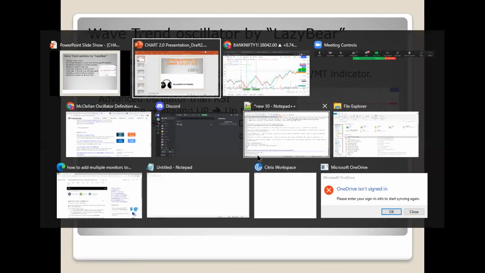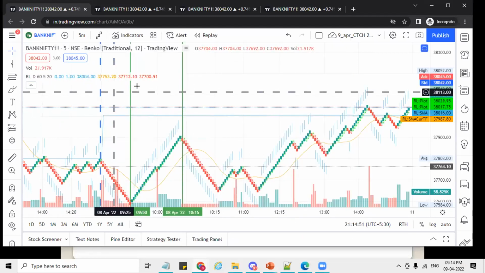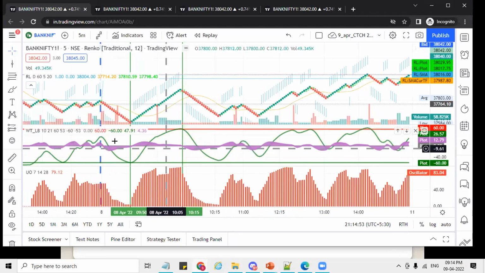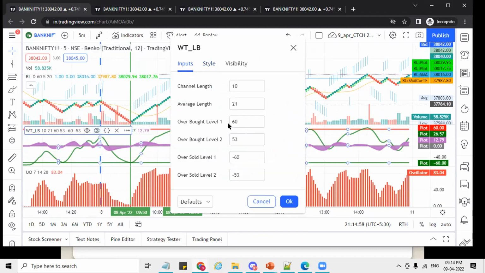So let me go to the chart. Here we have the settings. Basically, the inputs 60 and minus 60 are the overbought and oversold levels, which you can see here at 60 and minus 60. There is also an intermediate level set, which is 53 and minus 53. So this is an intermediate level which is set across this.